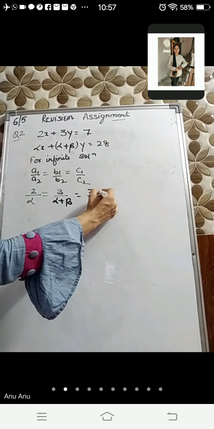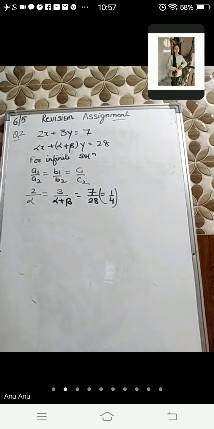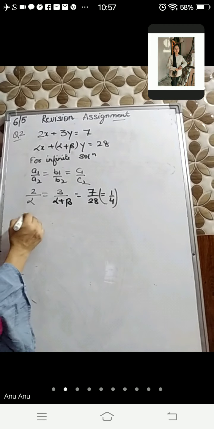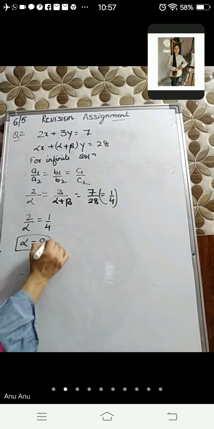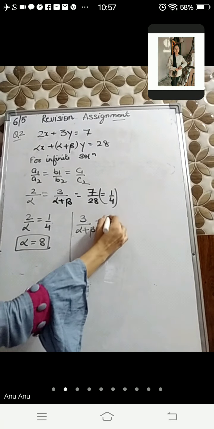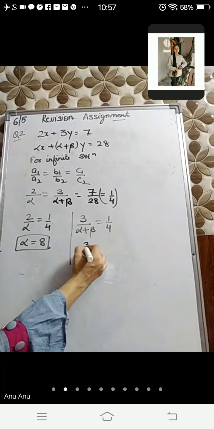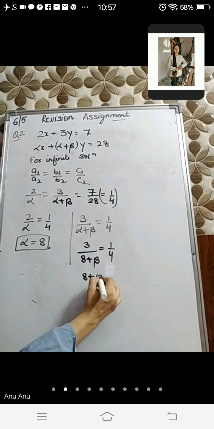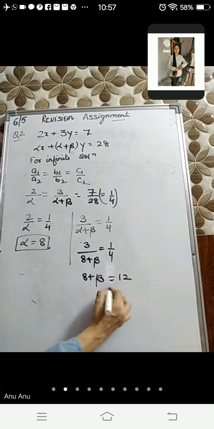You can cancel it out. This will give you 1 by 4. Now, you have to solve them. It's better to solve first with the last ratio so that you will get alpha in the first step. 2 by alpha is equal to 1 by 4. Alpha is equal to 8. Now, compare the second with the last one. The value of alpha we have got is 8. So, you can put 8 here: 3 upon 8 plus beta is equal to 1 by 4, cross multiply, 8 plus beta into 1, 4 threes are 12, beta will give you 4.